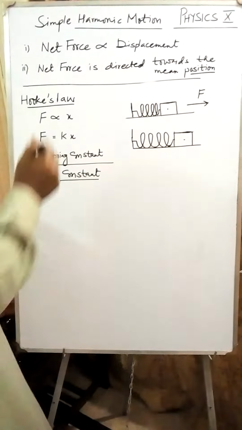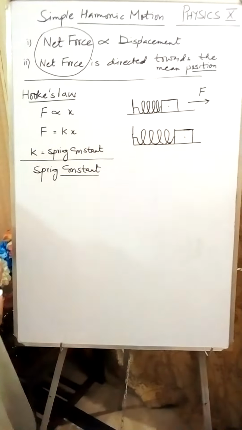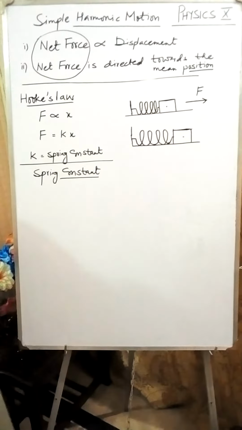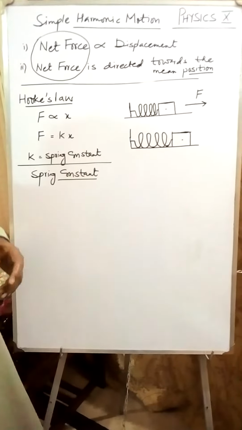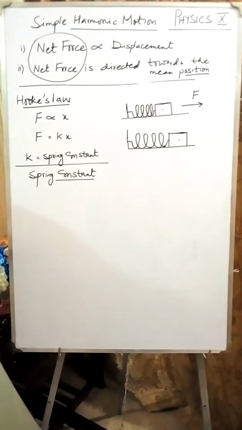Now instead of a net force over here, you may say acceleration is directly proportional to the displacement of the body and acceleration is directed towards the mean position. So I think this clarity is clear to everyone.